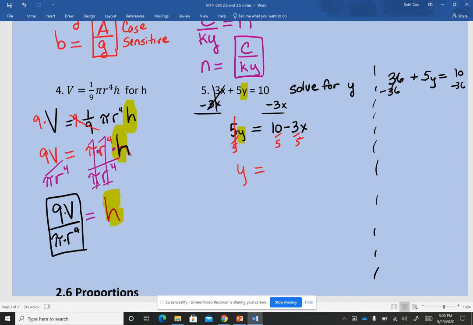I can actually do some math because we've got numbers. I can do 10 divided by 5. 10 divided by 5 is 2. And so that's 2 minus 3/5 x. And that's my answer right there. So you did a little math and then you kind of did a little not math, all right? So that's solving for the variable.